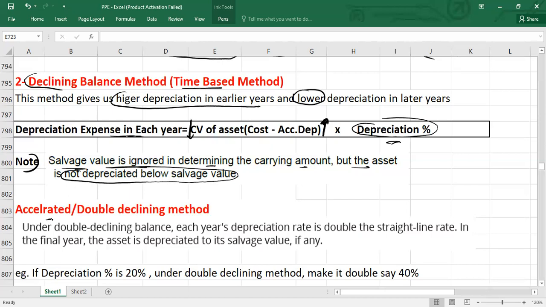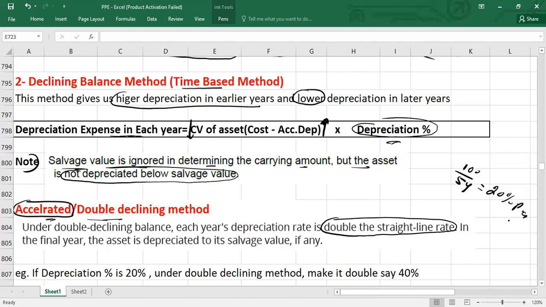There is one more method, which is called the accelerated, or double declining, method. Actually, it is the declining method, but here we want to depreciate our asset quickly. So we are going to double the straight line rate. For example, if your asset life is 5 years, we take 100 divided by 5 years, so our depreciation is, for example, 20% per annum. But if you want to use double declining, you will double this rate. So 20 times 2 will be 40%. It means you will use a 40% rate of depreciation to depreciate the asset. This is what is called the double declining method.